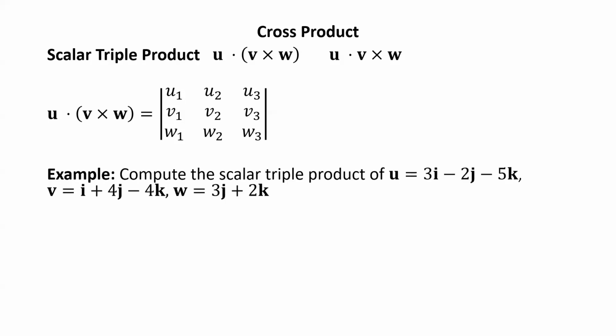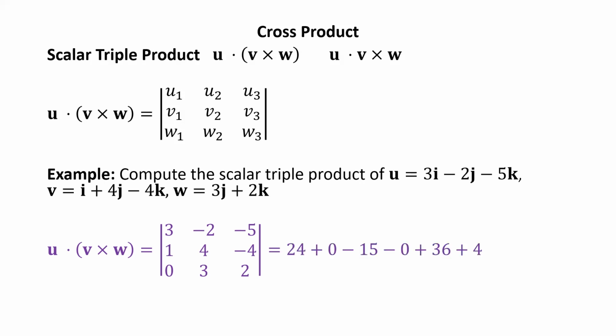Okay, so let's try an example. You may want to use the shortcut definition of the determinant to compute this. Pause the video, try it yourself, and then resume the video to check your answer with mine. Okay, compute the scalar triple product of these 3 vectors. So I'm going to go ahead and put the components into a matrix: 3, negative 2, negative 5, 1, 4, negative 4, and 0, 3, 2.